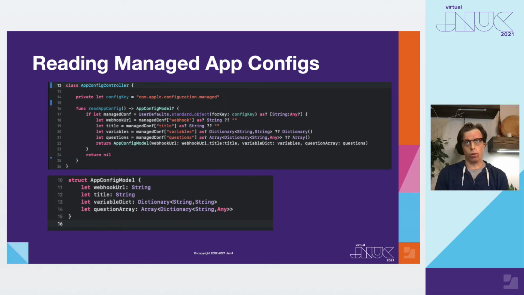At its core, in Swift, this is all it takes to read a managed app config. The managed app config dictionary is read in, then individual values can be set from it. It does require some work to make sure the data types are correct, and this isn't a very generalized example, but it does do its job.